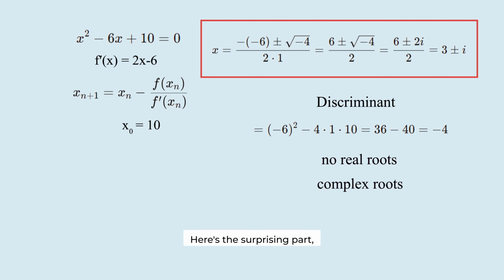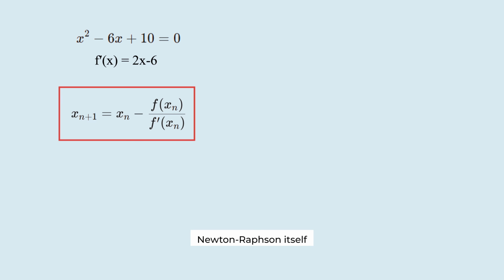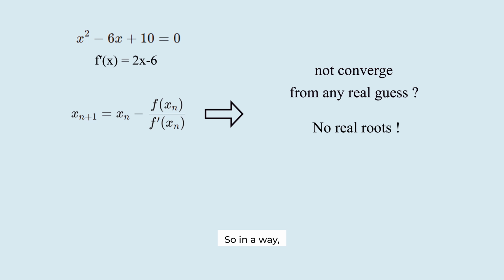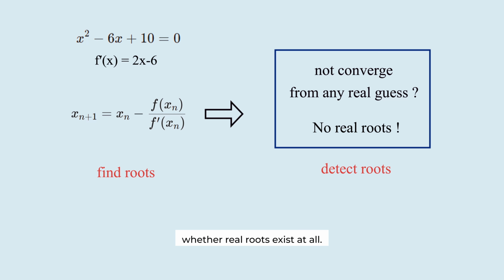Here's the surprising part. Newton-Raphson itself gave us a clue. When it refuses to converge from any real initial guess, that's a strong hint. That equation has no real roots. So in a way, Newton-Raphson doesn't just find roots. It helps us detect whether real roots exist at all.